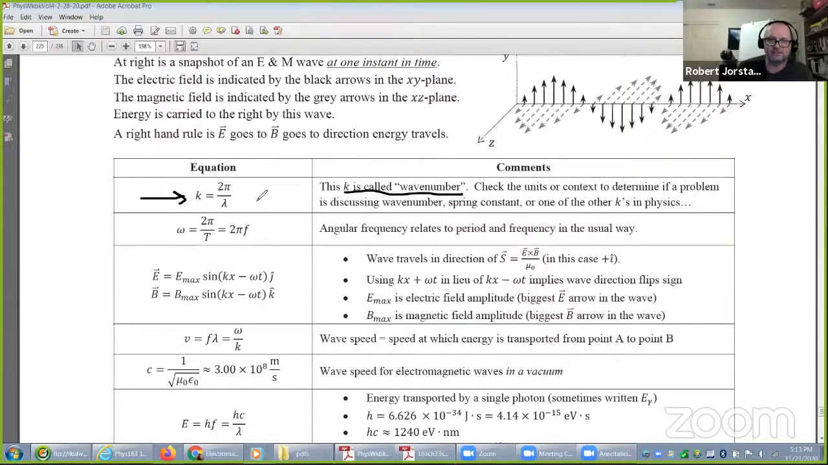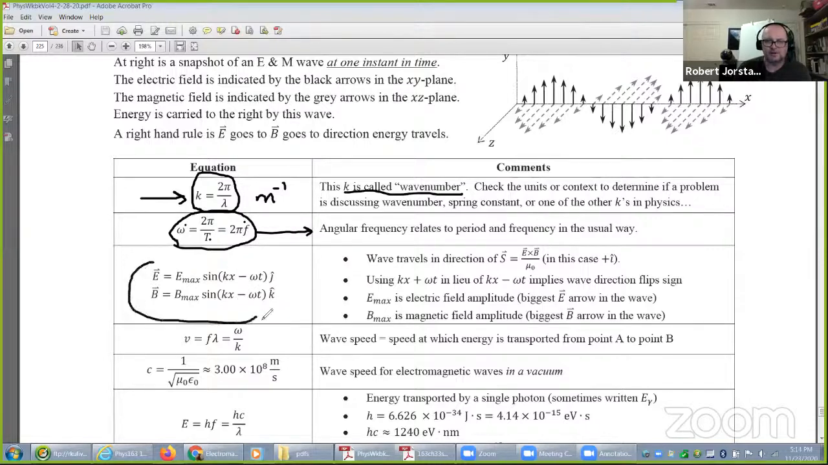Now check the units. Notice the units are meters to the minus 1. So if you see a symbol that says k and its units are meters to the minus 1, that tells you it's a wave number. Wave numbers are very handy in certain cases. This relationship right here, you had better have this memorized if you're in this class by now. This is something that shows up all the time. You know that period, frequency, and angular frequency are all related.